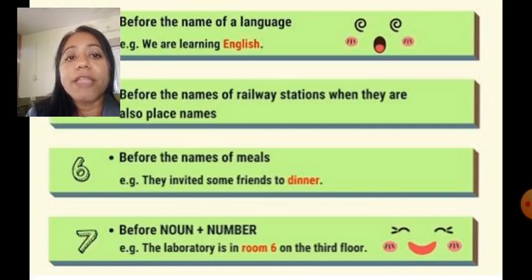Before noun plus number. The laboratory is in room 6 on the third floor. So we have learned that with ordinal numbers we will put the, so we will put the third floor. But before a noun plus number we will not put any article.